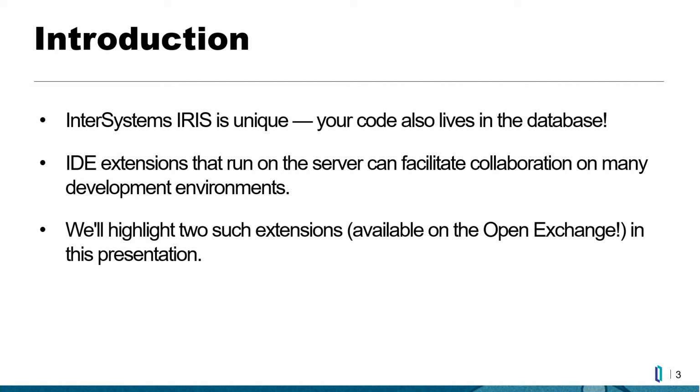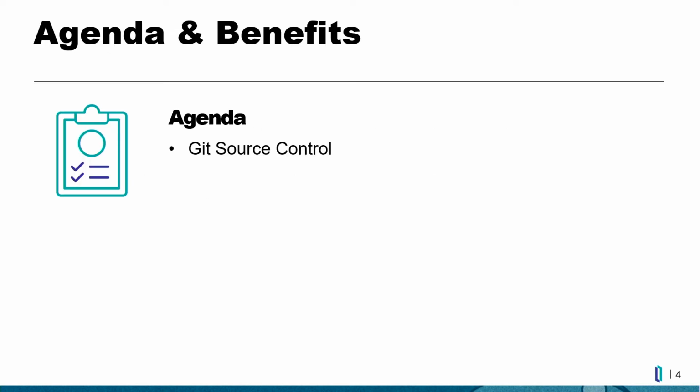So we're going to highlight two extensions that run on the server as you're editing code through Studio and VS Code that are available on the Open Exchange that help with collaboration. The first of these, which I talked about at our virtual summit last year, is a Git source control extension. Over the past year, Sarmishta has done some great work on that, and we've had some great collaboration with several of you from the community, and we'd really like to keep that going. So we'll show off what we've done over the past year.